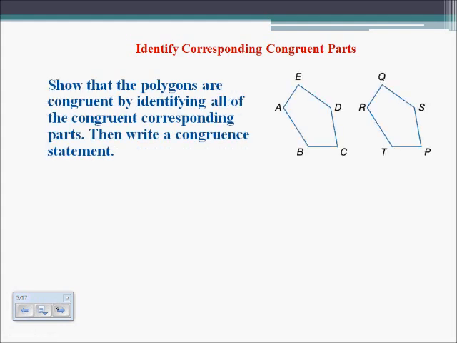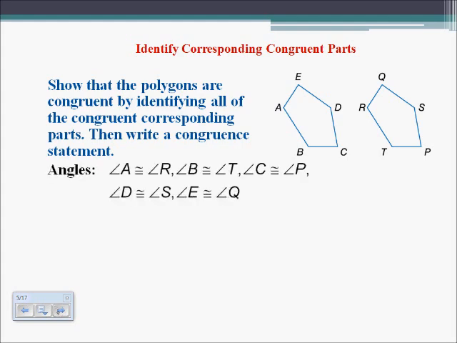Alright, continue with that again. Identifying corresponding congruent parts. Show that the polygons are congruent by identifying all of the congruent corresponding parts. Then write a congruent statement. The angles. We know that they're congruent, so therefore we know that A and R are congruent. Angle B and angle T are congruent. Angle C and angle P are congruent. Angle D and angle S are congruent. And angle E and angle Q are congruent.